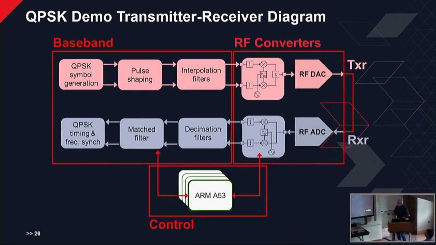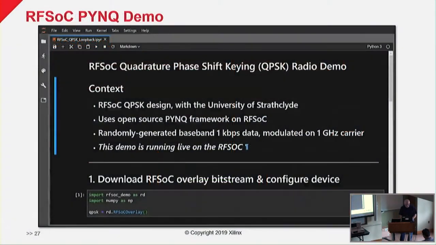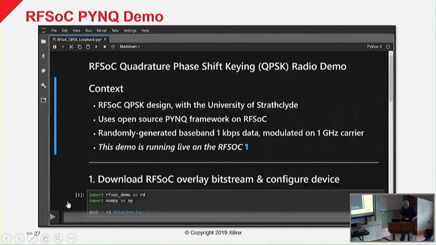So this is what we've got. We've got our symbol generation, the pulse shaping, interpolation filters, our upconverters into our RF DAC, loopback into the receiver side. This is at 1 gigahertz, so it's a real signal. Back into the ADC, downconversion, etc. Decimation filters, matched filter, and out come symbols for QPSK. And the whole thing is being orchestrated by the A53s on the platform. So if this works, I should be able to show you what it looks like. This is a demo I did earlier this year live in front of our CEO.